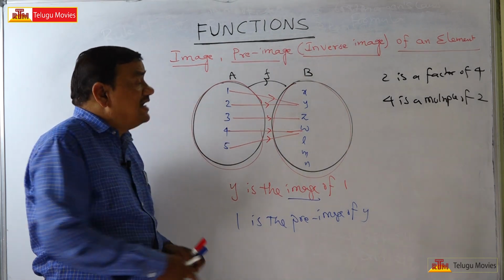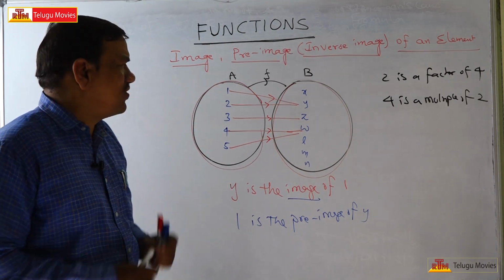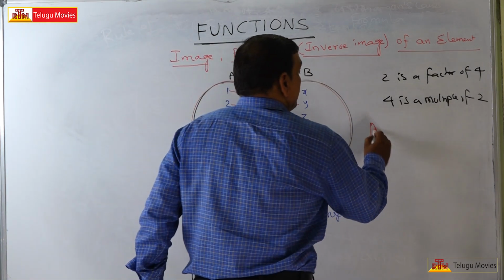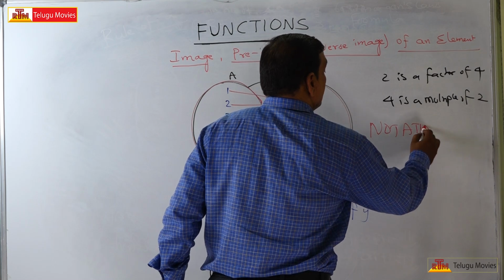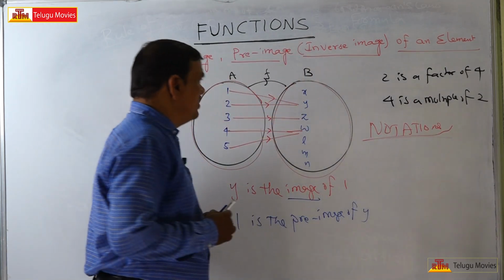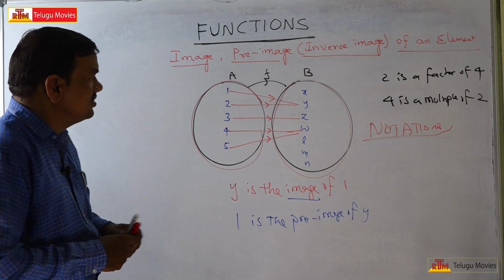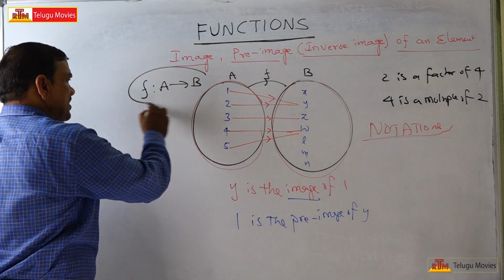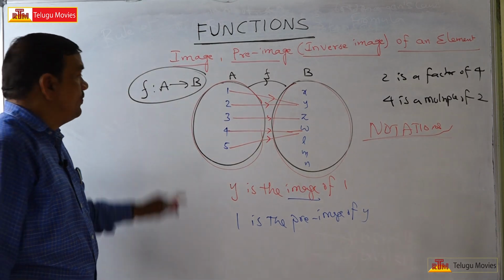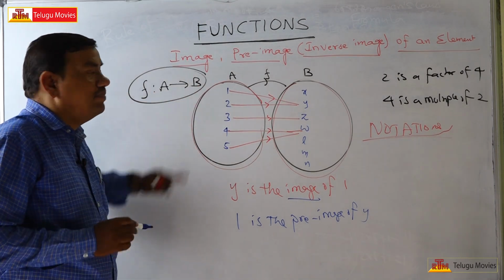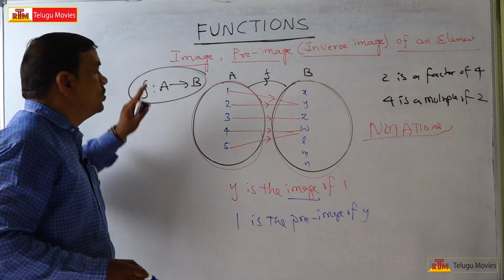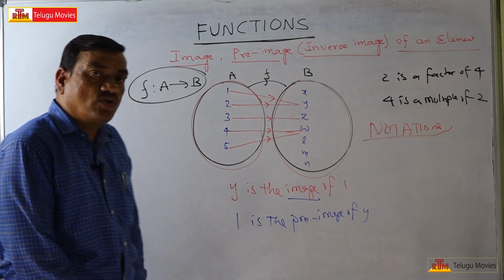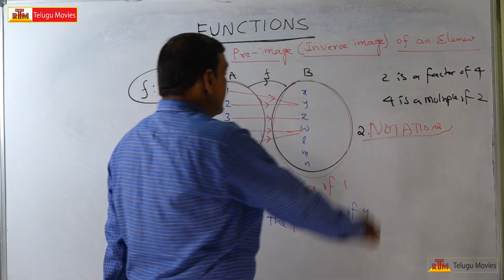Understand? Now coming to the notations. A very, very important notation we are going to see here. Actually, this is the second notation. What is the first notation in functions? That is f from A to B. This is the first notation. Function name is f, A and B are two sets, with an arrow mark and two dots. This is the first notation in the function. Now we are going to see the second notation.